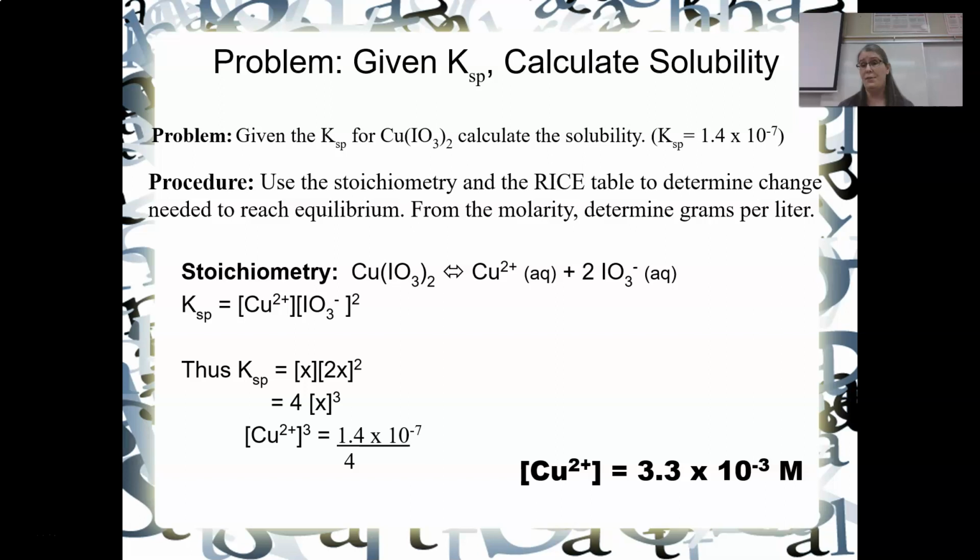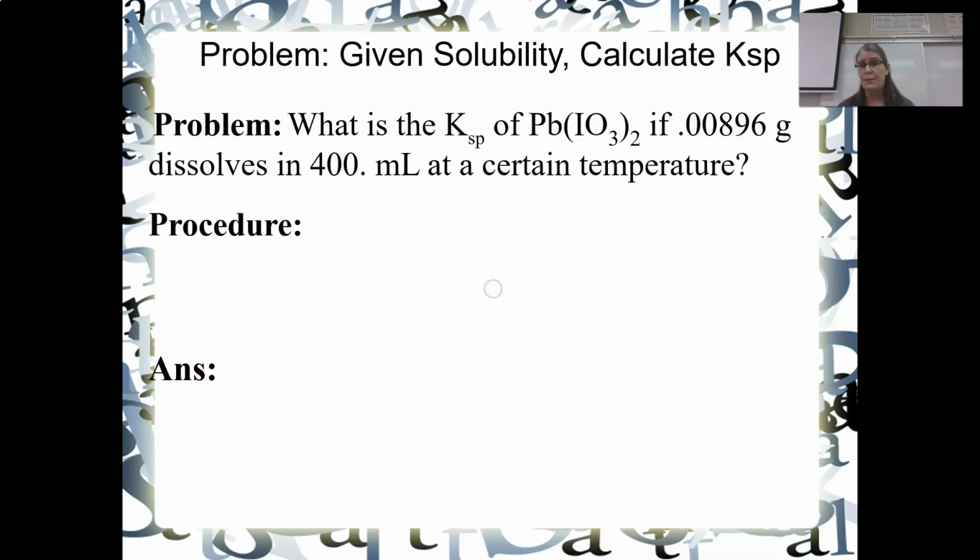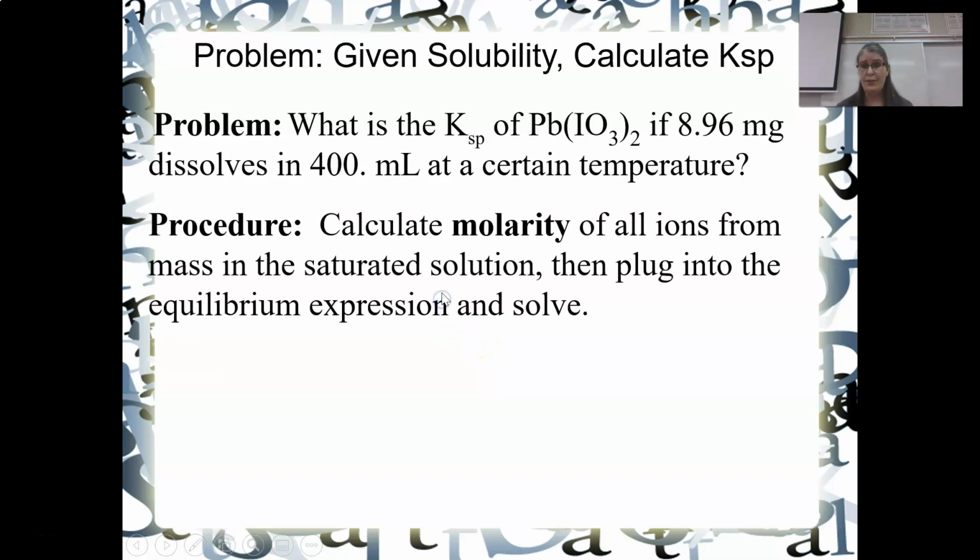So I could use KSP to calculate the equilibrium concentrations. I could also go the other way. I could take the solubility, say in grams and milliliters, and I could take that to find the KSP. But the K expression is in molarity. So the first thing I'm going to have to do is calculate the molarity from this mass, and then I can use the K expression and solve for that.